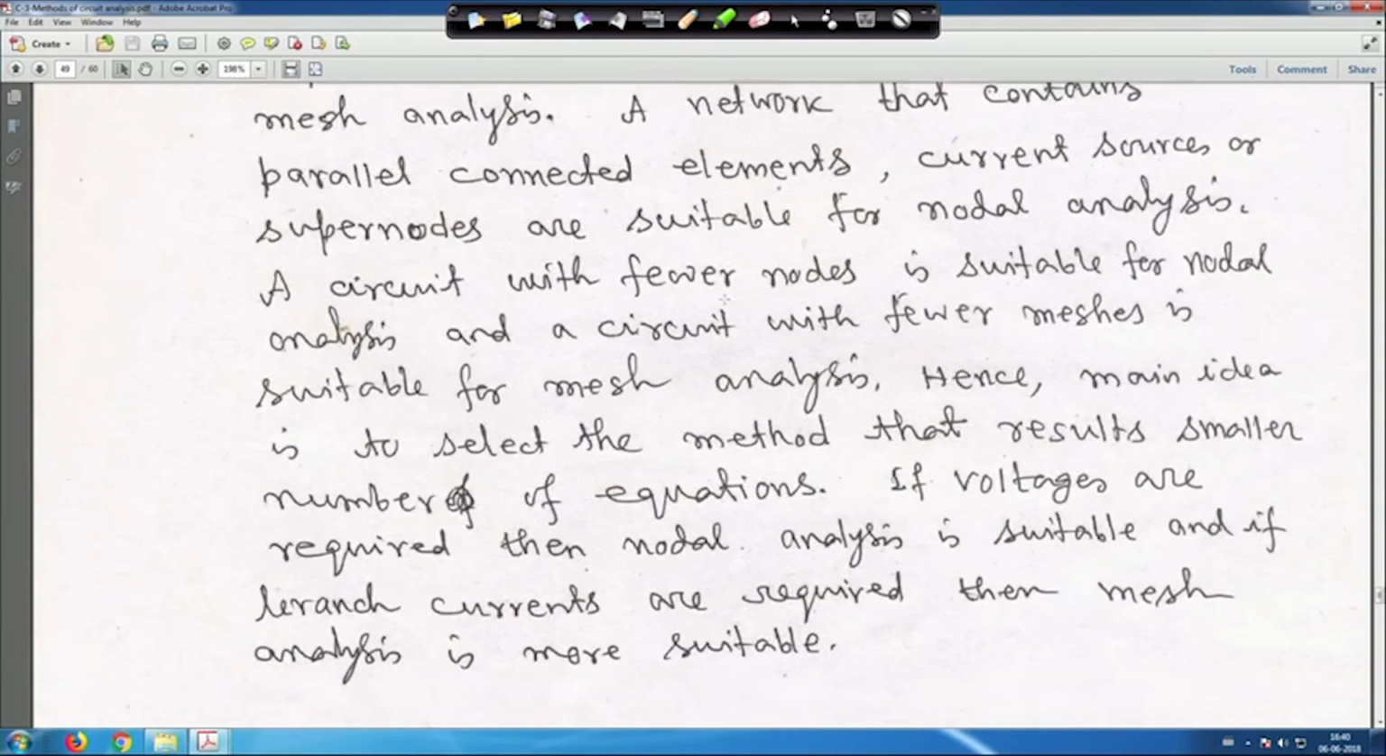The ultimate thing is, if voltages are required, then you go for nodal analysis. If currents are required, better you go for mesh analysis. But in both cases, please see where you have a minimum number of equations. This is the difference between nodal and mesh analysis.